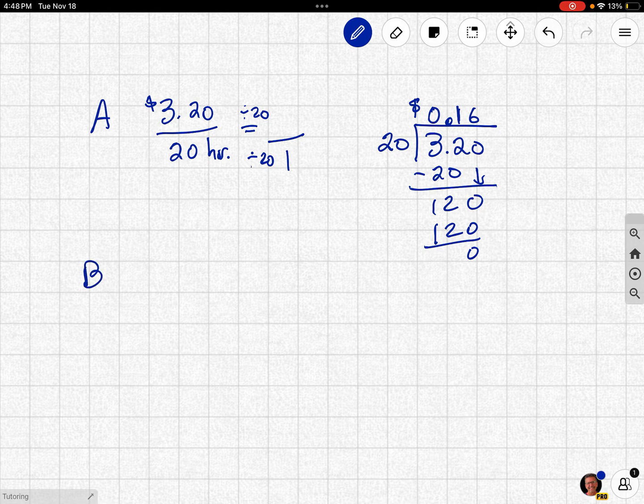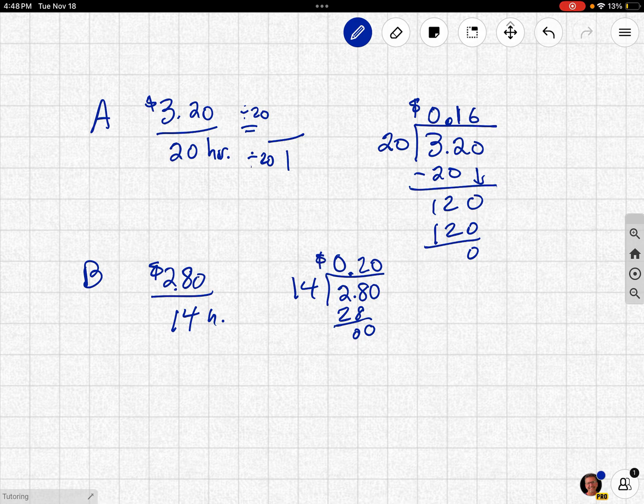And if I go to manufacturer B, they're charging $2.80, but you only get 14 hours out of those batteries. So in this case, I'm going to be doing 280 divided by 14, and the decimal point goes straight up. 14 doesn't go into 2, but it goes nice and evenly into 28, which comes out even. And I always need two numbers after the decimal point for money, so it costs 20 cents per hour for battery B. And if I compare those, we can see that obviously 16 cents is better, and I would choose battery A.